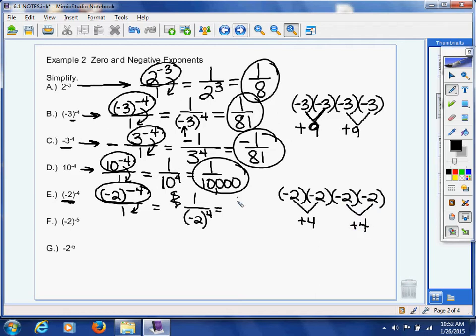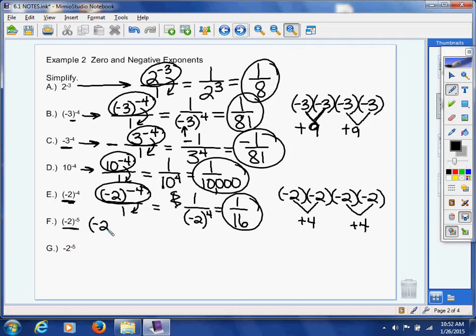And so you'll end up with a +16 down bottom. Okay, that's what happens. That even exponent will wipe out any negative signs that are in the parentheses with our number. Let's look and see what happens in letter F.